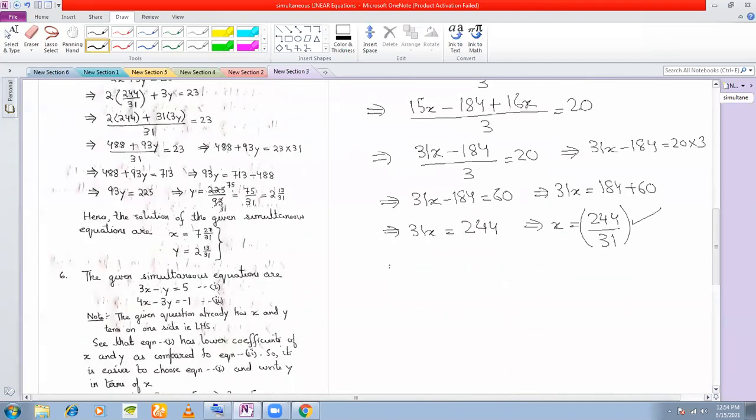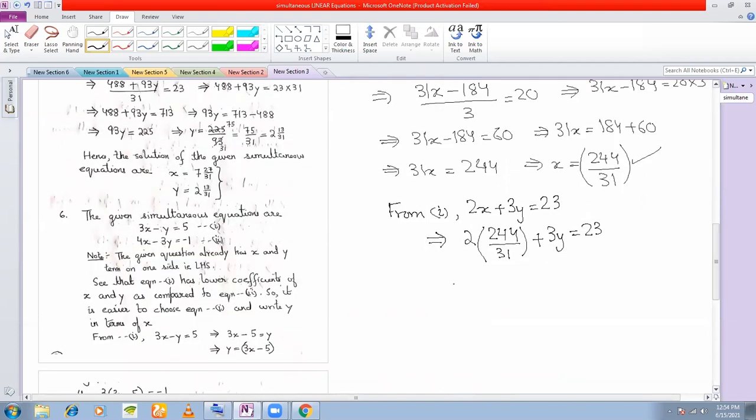So again, from 1, the equation was 2x plus 3y is equal to 23. This was the equation. Put the value here: 2 times 244 by 31 plus 3y is equal to 23. Okay, I've put the value of x. Now this again becomes a linear equation which we can solve.